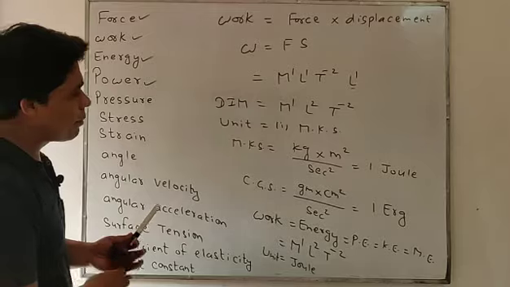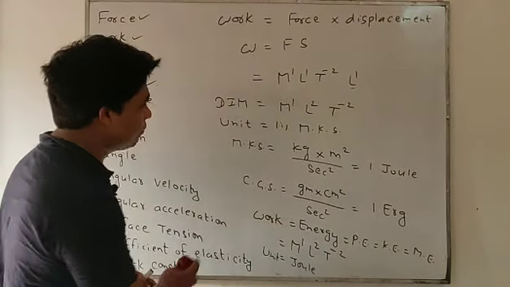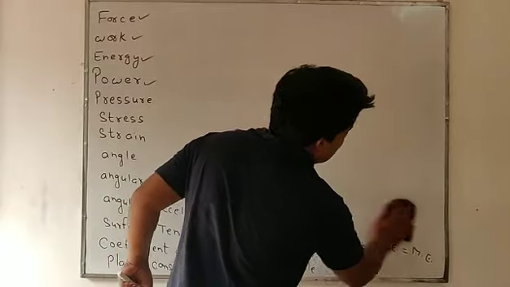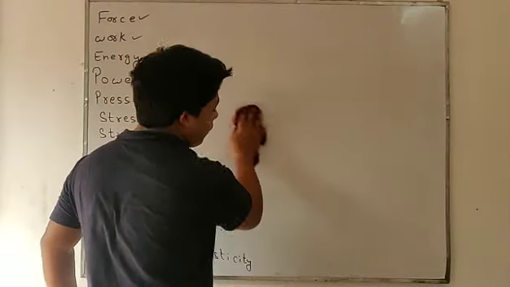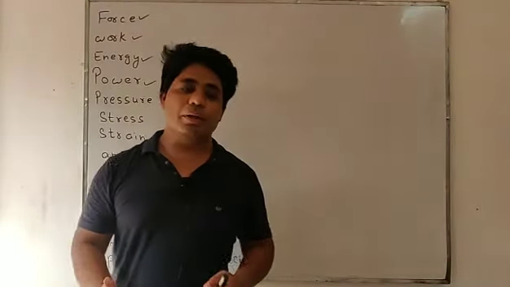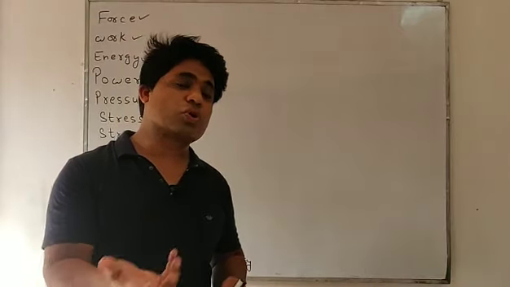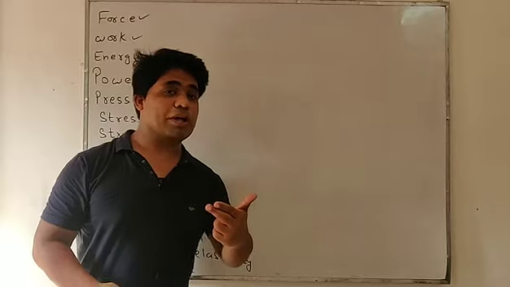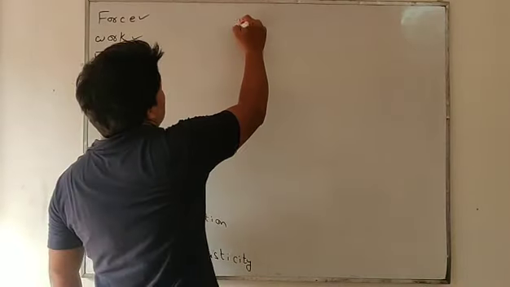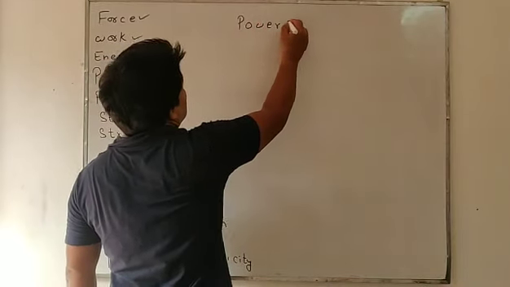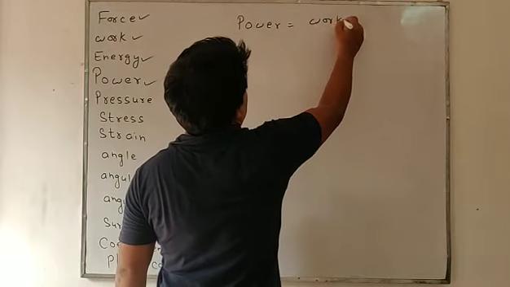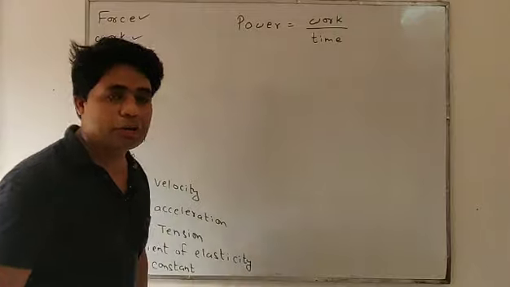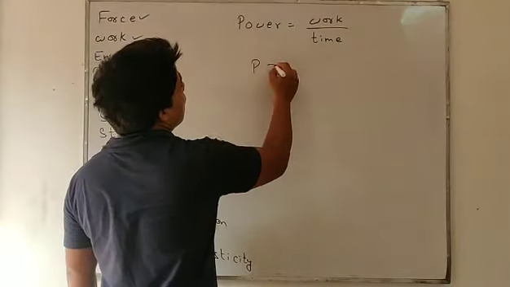Now students, next is power. Now I'm going to find the dimension of power. I'm going to remove this. Students, power. What is power? Rate of work done. The capacity of work done is called energy, but the rate of work done is called power. Power has the formula work by time. Rate of work done is called power. So what should be the power?